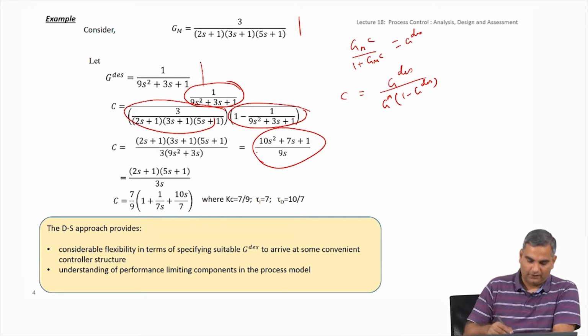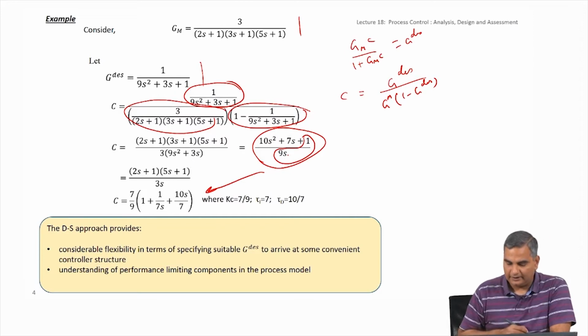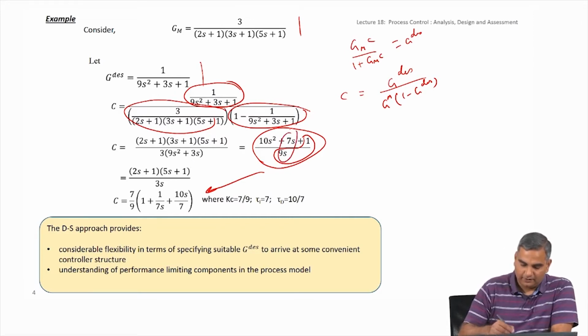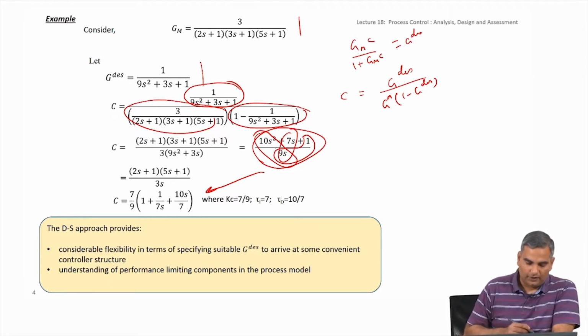So, what we can do here is the following. We can write this in a PID form, because the first term, this by this will give you the integral term, this by this, because s and s will get cancelled, will give you the proportional term, and this by this, because I will have an s here, will give me the derivative term. So, this is what we can do. Now, when you put all of this together and then slightly rewrite it in the PID form, you will get this.